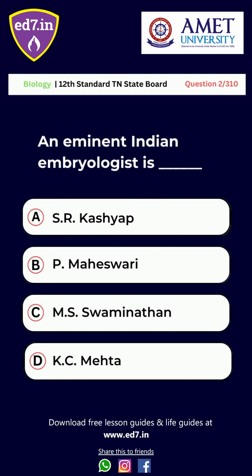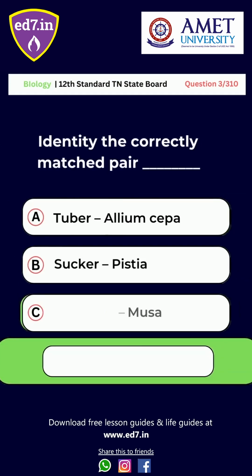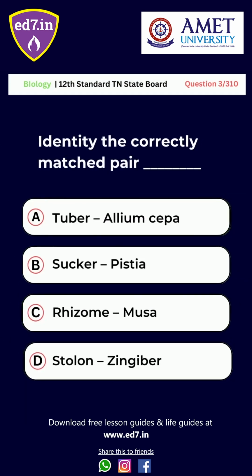Question number 2. An eminent Indian embryologist is option A. S.R. Kashyap. Option B. P. Maheshwari. Option C. M.S. Swaminathan. Option D. K.C. Mehta. And the right answer for this question is option B. P. Maheshwari.